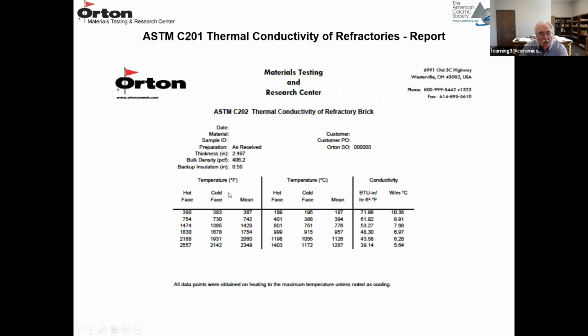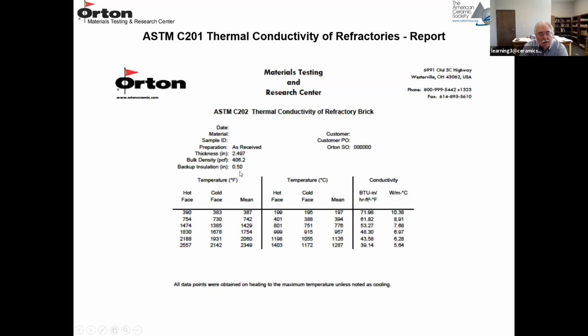A typical report would look like this. Here's the thickness of the sample. It was about 2.5 inches. Bulk density, 406 pounds per cubic foot. This is probably a very dense fuse cast alumina type refractory, very high density.